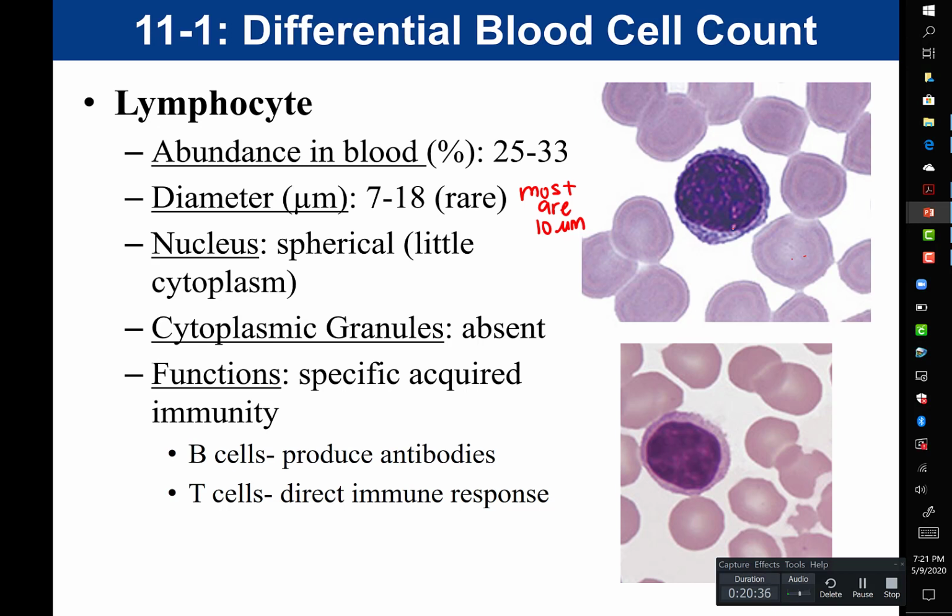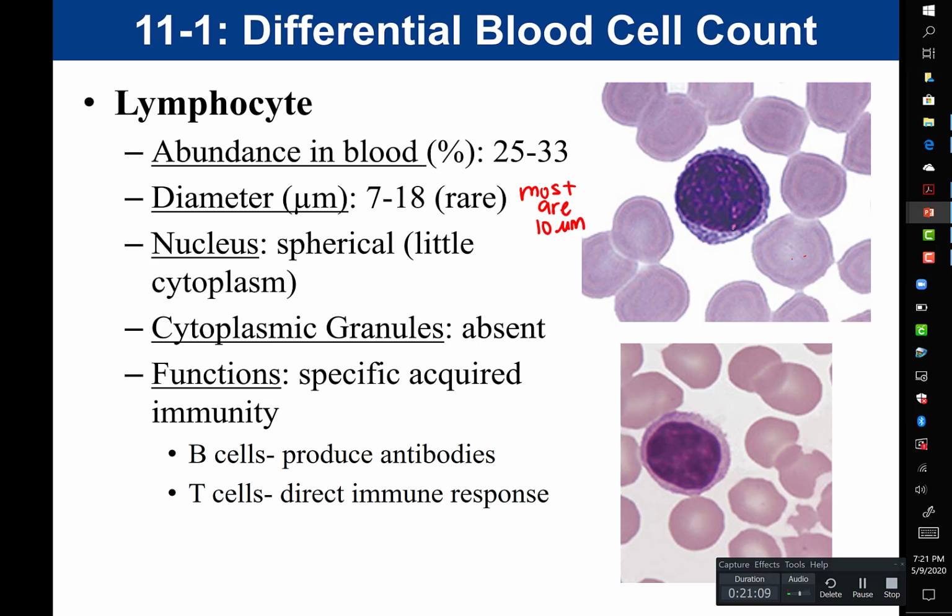Cytoplasmic granules, again, are absent because they are not granulocytes. These are our agranulocytes. These lack the cytoplasmic granules, and the function of the lymphocyte is for specific acquired immunity, meaning this is the branch of your immune system that targets a specific pathogen. It's going to fight off a very specific pathogen.